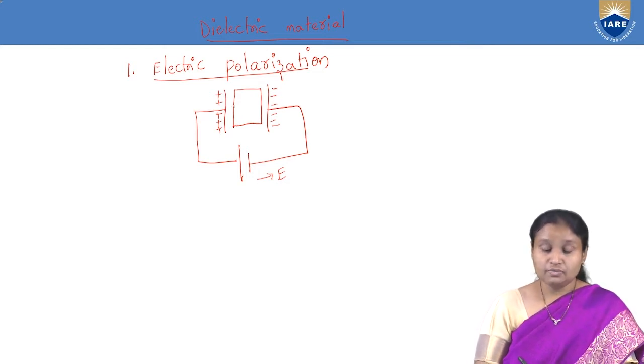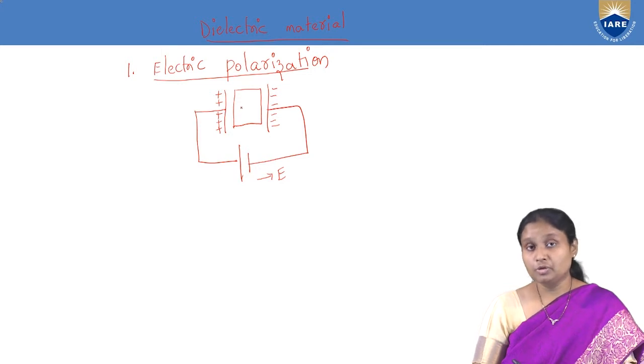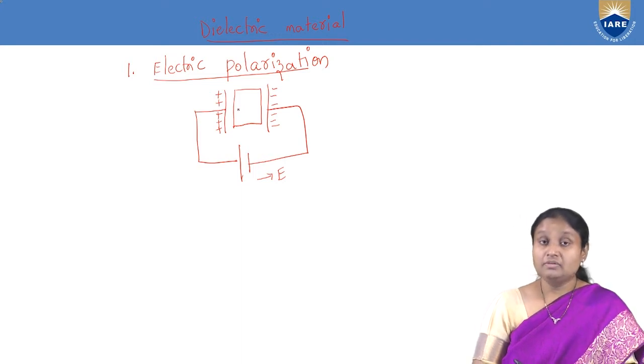Then I have my dielectric material, which consists of atoms or molecules. This dielectric material can be a monoatomic material or a polyatomic material. Monoatomic means each molecule is made up of the same type of atoms, whereas polyatomic means each molecule is made up of different types of atoms. Depending upon what type of molecule is there, we are going to observe a separation of positive and negative charges, because the left plate is positively charged.